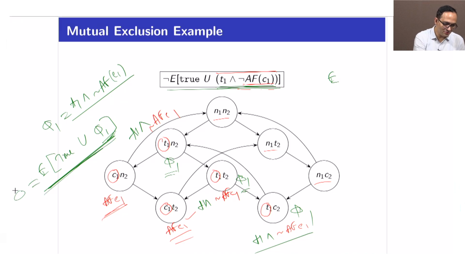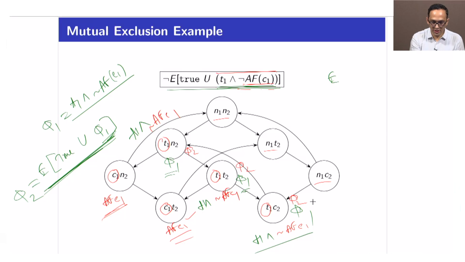Let us say this is phi 2. So the states where phi 1 holds, I will say this E true until phi 1 also holds in those states, right. So here phi 2 holds, phi 2 holds here, phi 2 holds here, right. You understood this, right. Now, what I have to do? I have to identify the states where true holds, which is every state, and then identify the states where there exists a transition from those states to states where phi 2 holds, right. So here phi 2 holds, this is a state where true holds, and there is a transition to this. So I will say phi 2 holds here also, right.